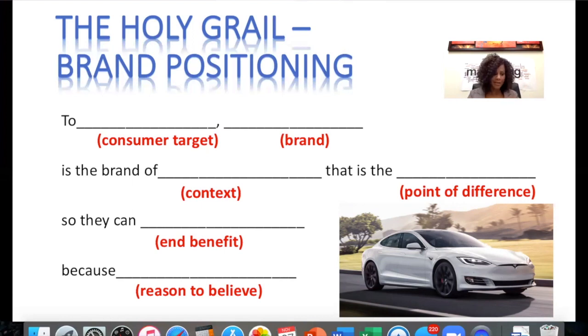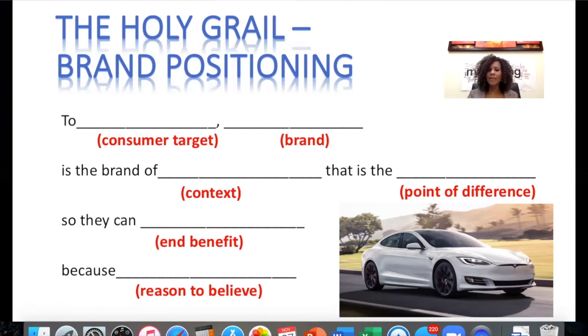And what's the point of difference? It's on the cutting edge of technology, and the end benefit is so the consumer can experience unparalleled, exhilarating performance. Now, why should you believe that? Because of Tesla Model S's all-electric powertrain. It accelerates from 0 to 100 kilometers per hour, I think that's about 60 miles per hour or something like that, in as little as 2.7 seconds. That's fast. And it has autopilot capabilities designed to make your highway driving not only safer, but stress-free. So that's what the positioning statement would be for Model S.